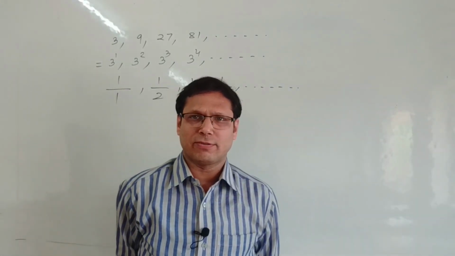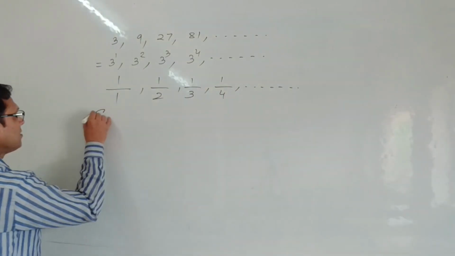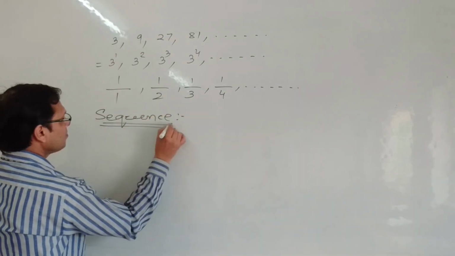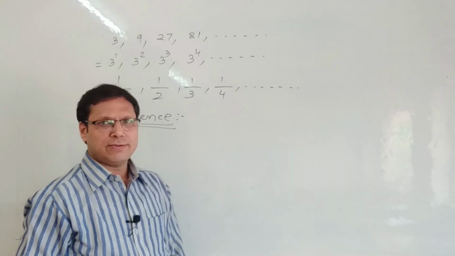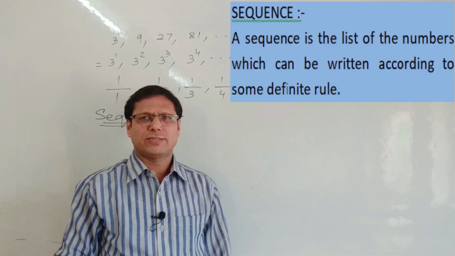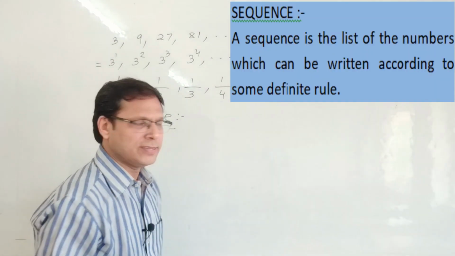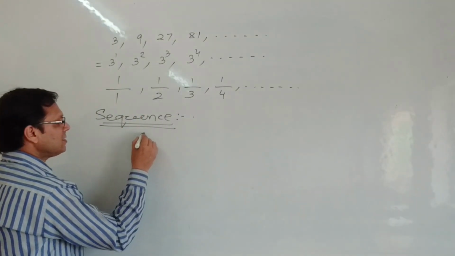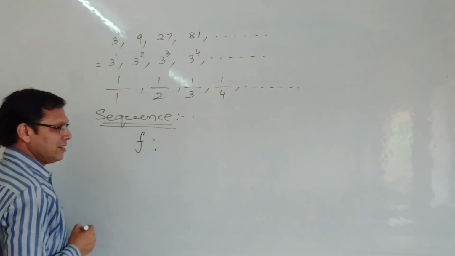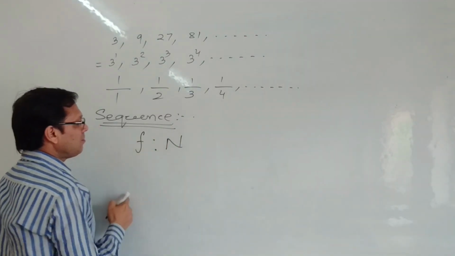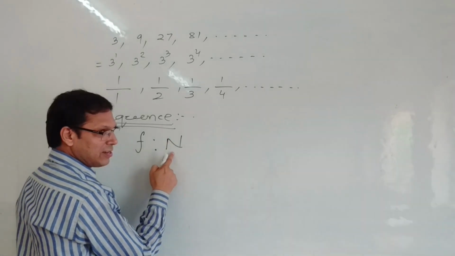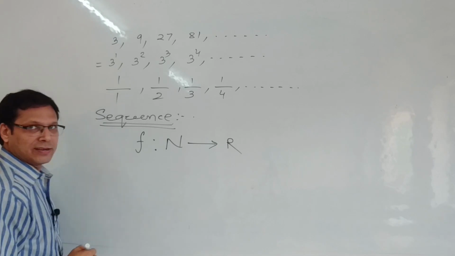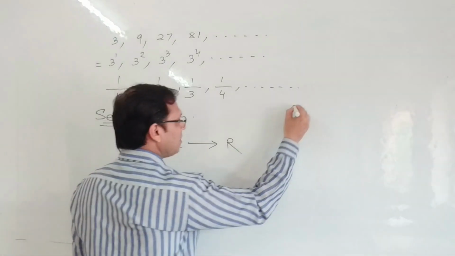So from this we conclude the definition of the sequence: a list of numbers which can be written with some definite rule is called the sequence. So you can write here. In other words, the sequence is a function, that is, it is a mapping from the set of natural numbers N to the set of real numbers R. So here N is the domain.